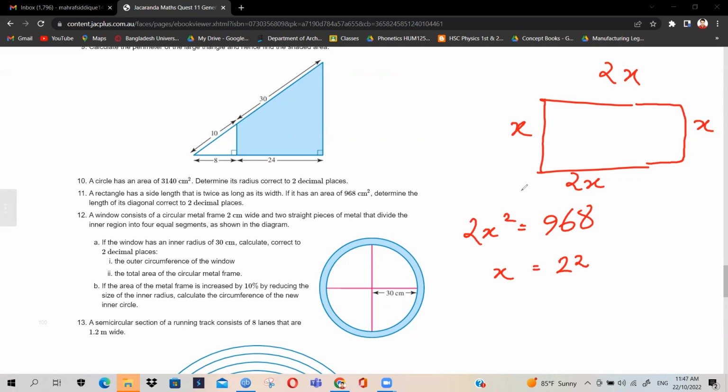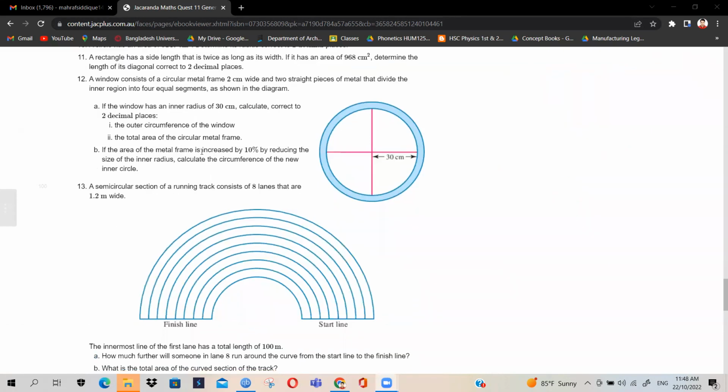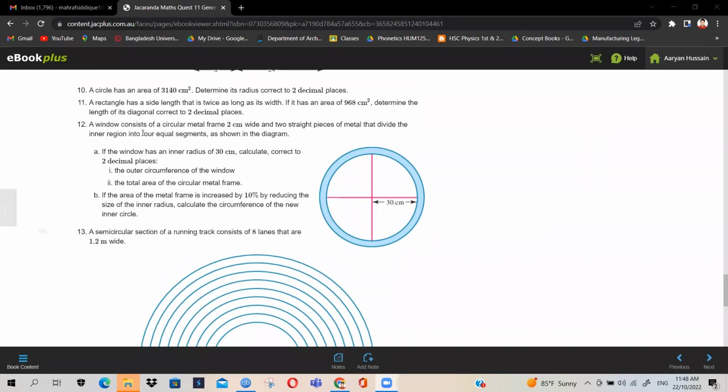22 squared is 484. Okay, just a second. If it's divided by 2, then 484. Okay, yes, it's correct. So then what did you do after getting 22? I just plugged it into the diagram. So 2 times 22 is 44, by 22. And then I used Pythagoras to find the diameter, which is equal to 49.19. Okay, not diameter, it's diagonal. Yes, diagonal.